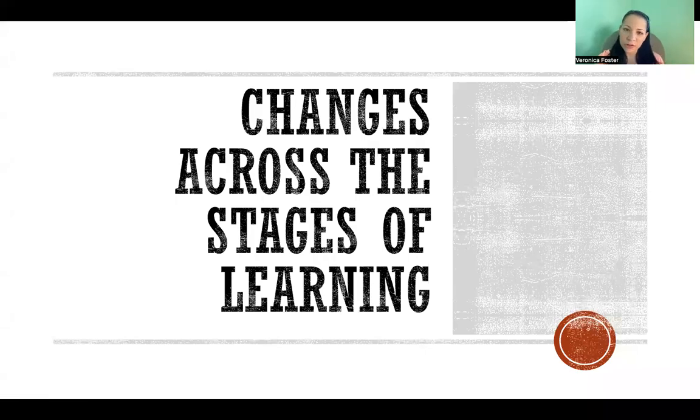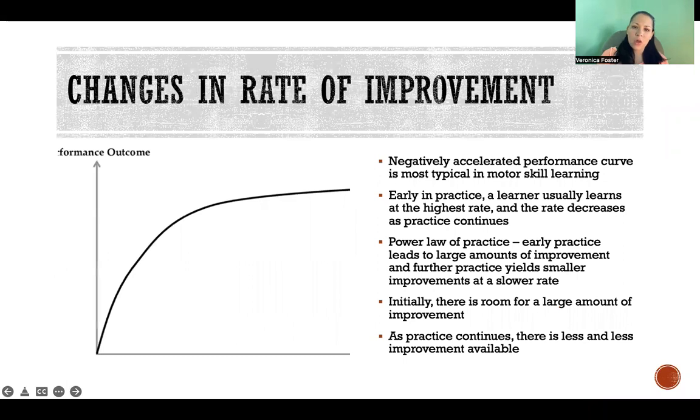Hello, in this video, I'm going to talk about the specific changes that take place during the stages of learning a motor skill. Generally speaking, a negatively accelerated performance curve, or a learning curve, is mostly what we see in motor skill learning, and that's what we have in this picture here. Early in practice, the learner is usually learning at the highest rate. So that's what we see early in the curve: there's a huge amount of learning that happens right away. And then the more learning that takes place, the slower the rate of learning happens as we continue practice.